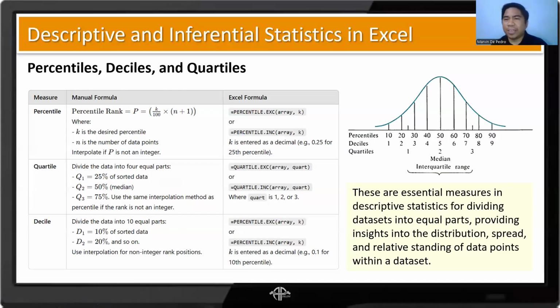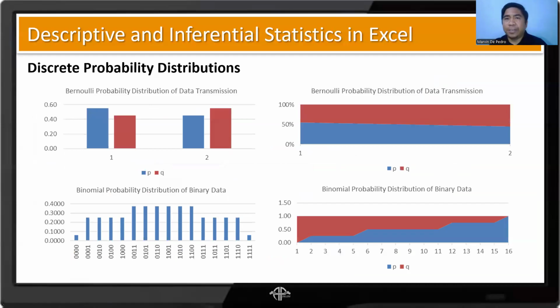So these are essential measures in descriptive statistics for dividing data sets into equal parts, providing insights into the distribution, the spread, and the relative standing of data points within a set. For example, you want to check how many belong to this decile, to this decile, and so on. So that's for percentiles, deciles, and quartiles.